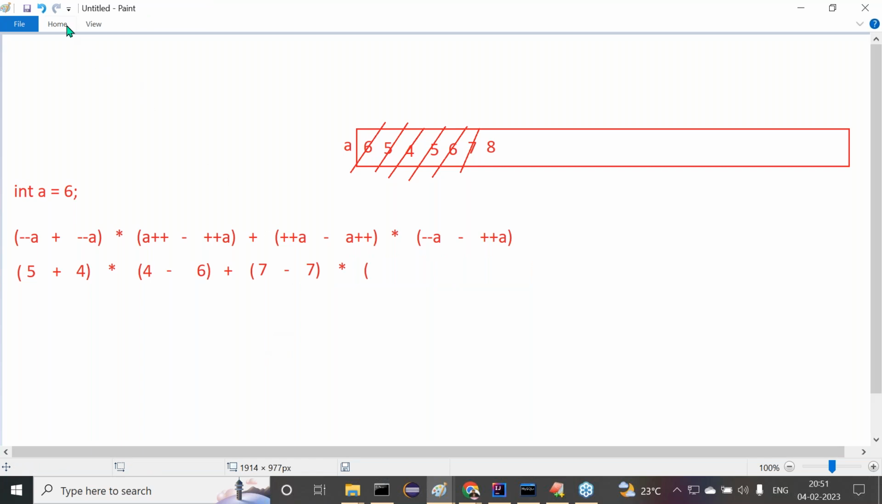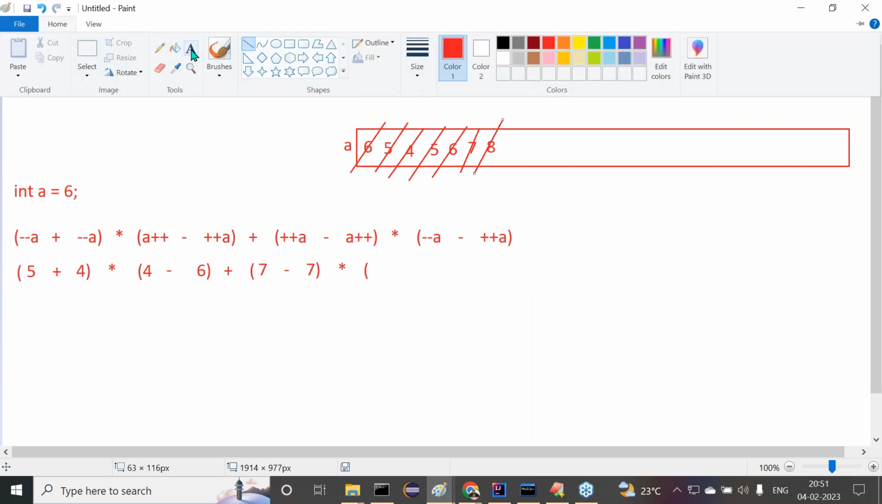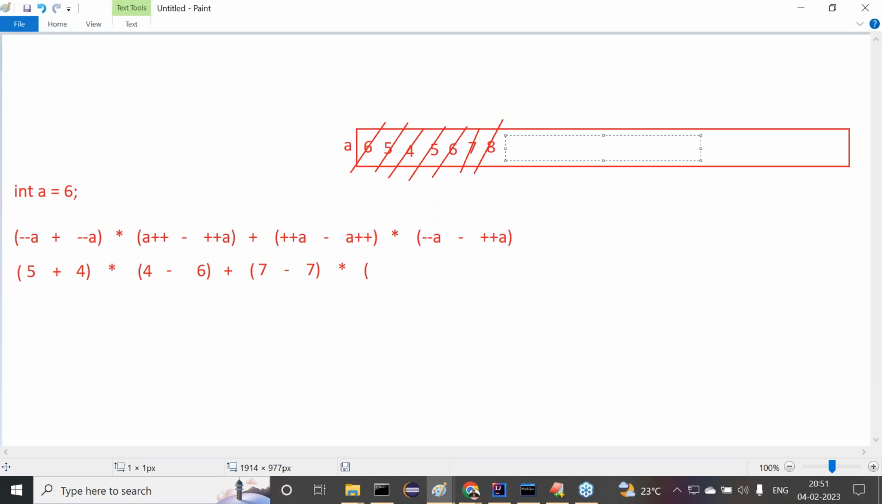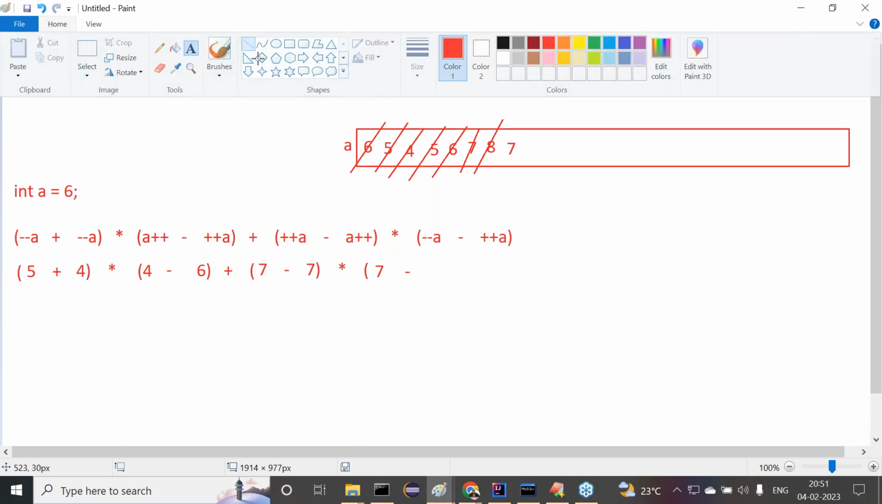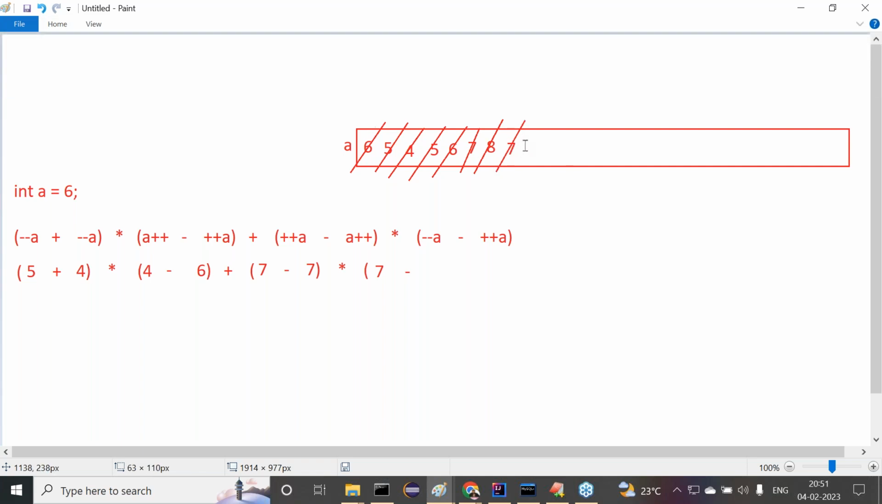That is a pre-decrement. Now 8 is decremented by 1. What are we getting there? 7 is the value we are getting here. Now that 7 will participate in the expression. Minus plus plus k. That is a pre-increment. So the 7 value is incremented by 1 in memory. So now what value are we getting there? 8 is the value we are getting here.